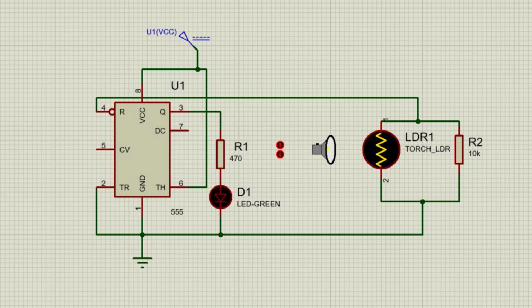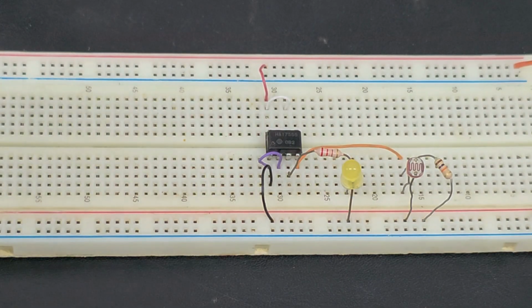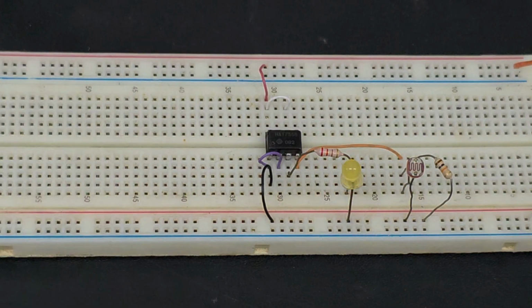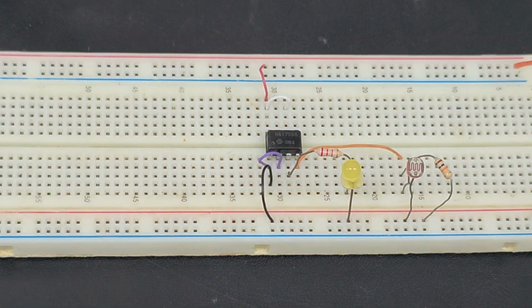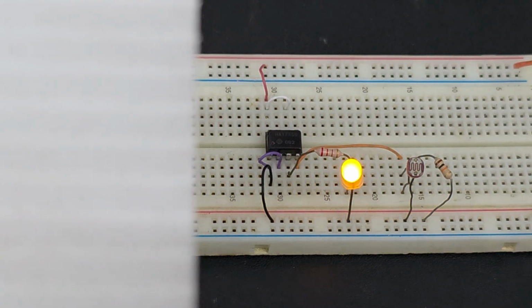The LDR, light-dependent resistor, along with resistor R2, forms a voltage divider that determines the light sensitivity threshold. When the ambient light level falling on the LDR is lower than the specified level set by R2, the 555 timer outputs a signal to activate the LED, indicating a dark condition.